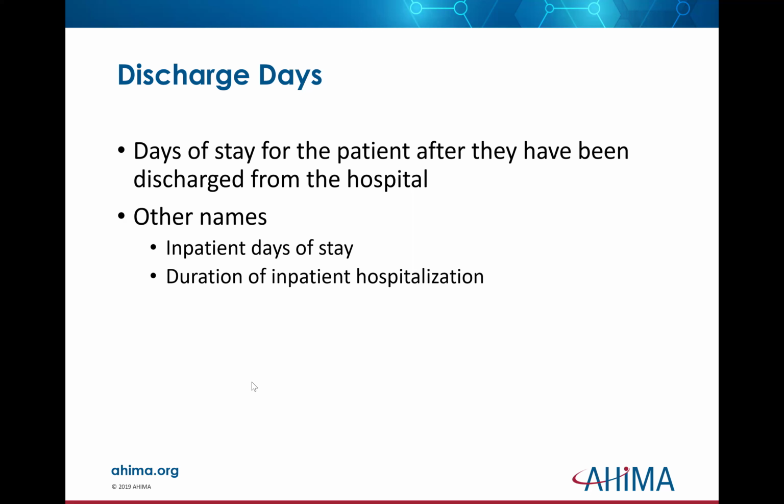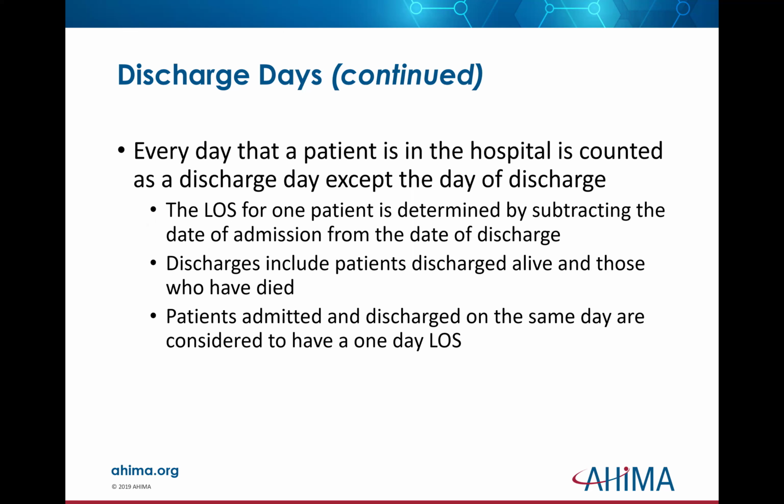Let's take a look at how we can factor and calculate these. It's pretty straightforward. Each day a patient is in the hospital is counted as a discharge day, with the exception of, ironically enough, the day of discharge, because they're going home. So the length of stay for one patient is determined by subtracting the date of admission from the date of discharge. So we have somebody who's admitted on October the 30th and discharged on the 31st. We take that date, 31, and subtract 30 and have a length of stay of 1.